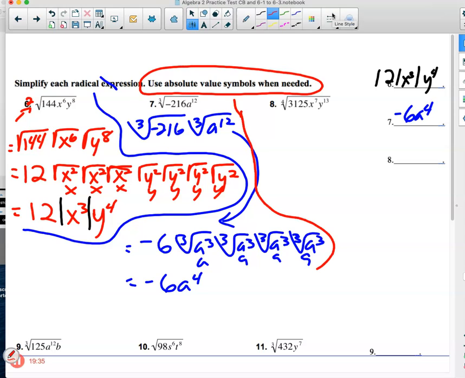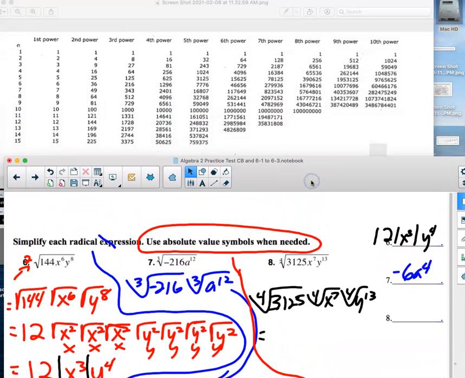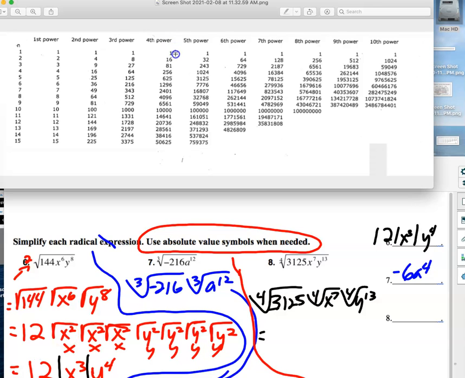Number 8. Fourth root of 3,125. Oh my goodness. Well, let's break it up. And then 4th root of x to the 7th, 4th root of y to the 13th. So let's see if the 4th root of 3,125 is something perfect. 4th power, oops, it's not there. If it were, it would be right in here, but it's not.